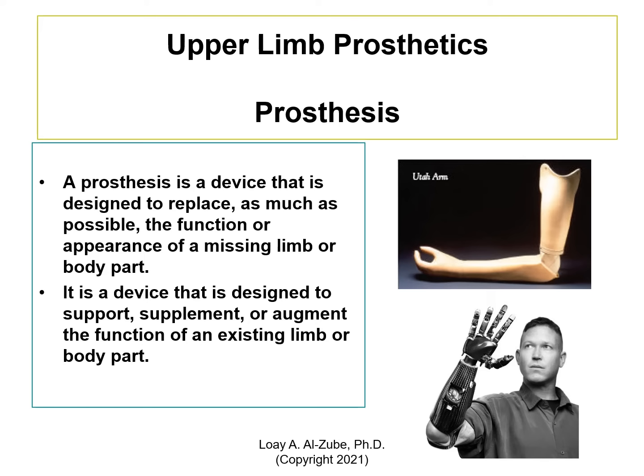It's a device that's designed to support, supplement, augment the function of an existing limb or a body part. And that's what I like, actually, is making sure that we understand this. We would like to support, supplement, or augment. Support is for someone to stand or to move. Supplement, someone, let's say they lost the functionality of the right hand, they want to use the left hand to control that. And augment is improved performance with the limitations of a disability.